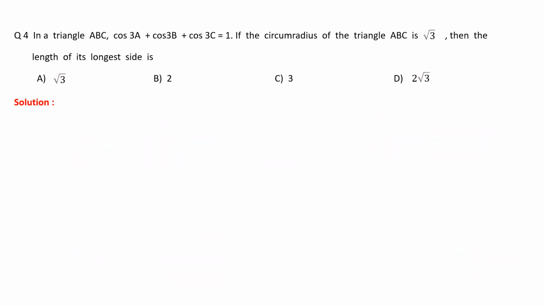Now this is the next question. The question says in a triangle ABC, cos 3A plus cos 3B plus cos 3C equal to 1. If the circumradius of the triangle ABC is root 3, then we are required to find the length of its longest side. Now let us start with the given equation. Cos 3A plus cos 3B plus cos 3C equal to 1.